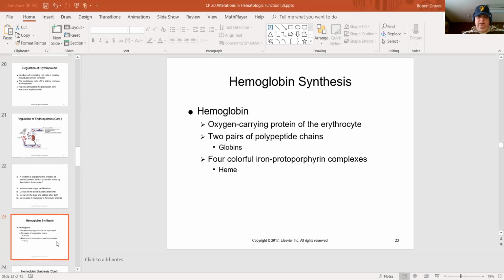Hemoglobin increases the oxygen carrying capacity of red blood cells by 100%. Hemoglobin consists of polypeptide chains and 4 colorful iron complexes. The iron contributes to the ruby red coloration of blood.